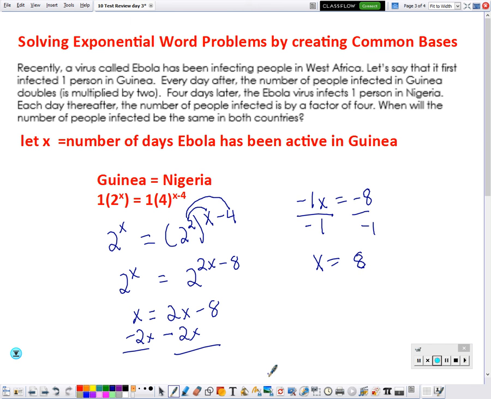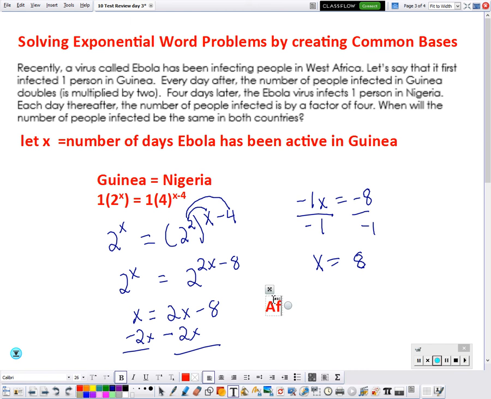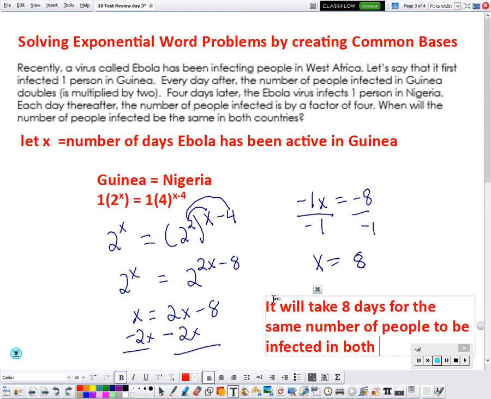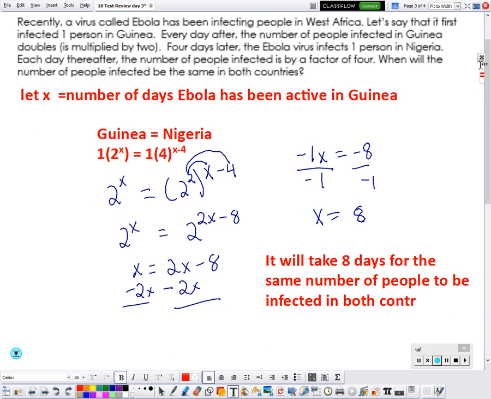So let's write a really good sentence. It will take 8 days for the same number of people to be affected by the Ebola virus.